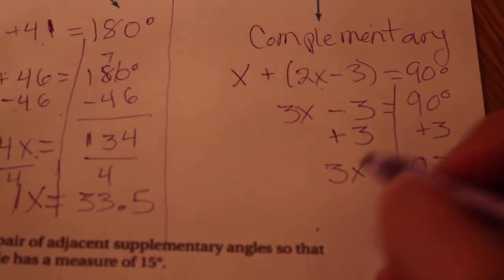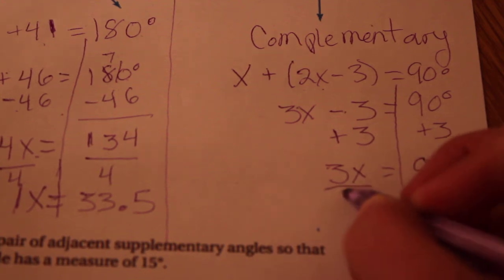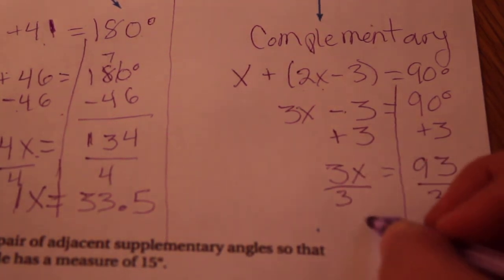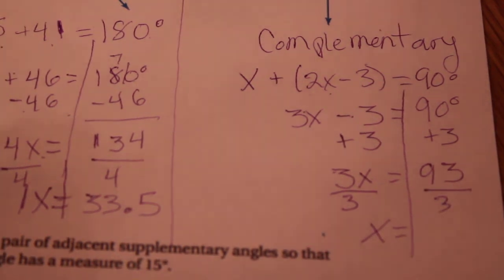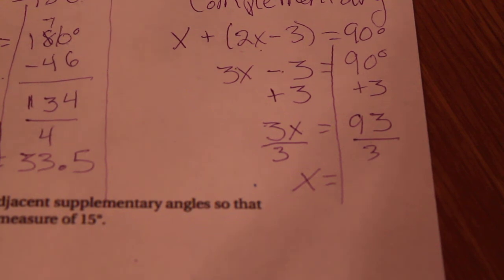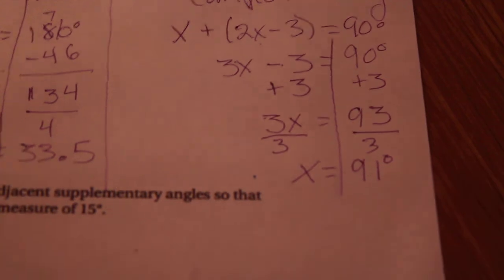Now we're going to do the inverse of this. 3 times x, so we're going to do divided by 3, and divided by 3. Take a moment to figure out what that is, please. Hopefully you got x equals 91 degrees.